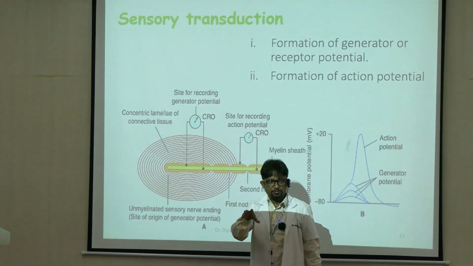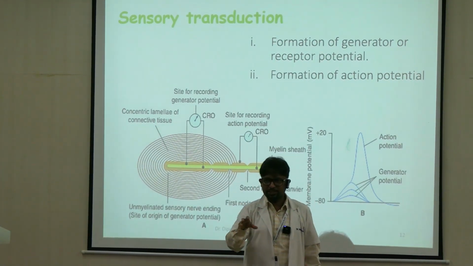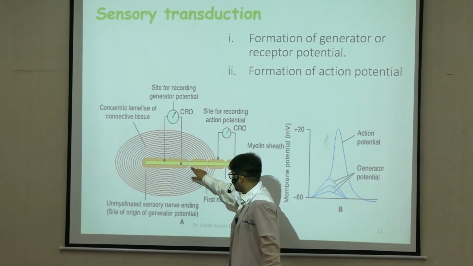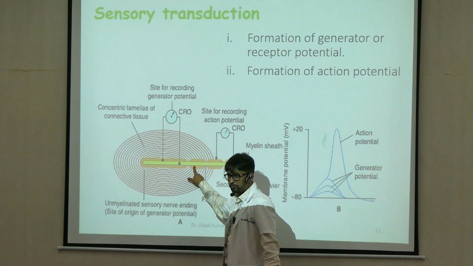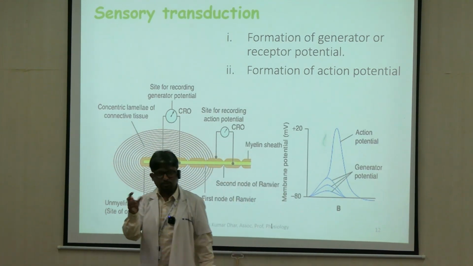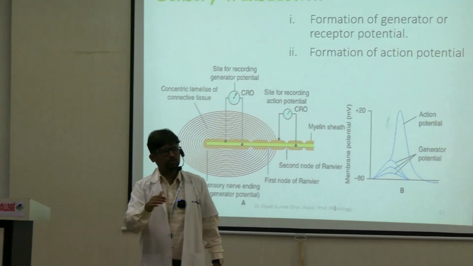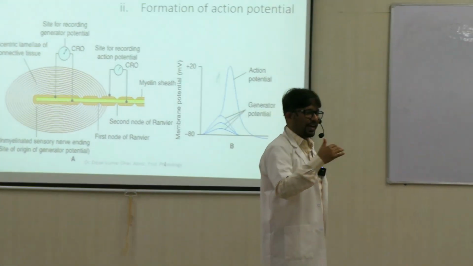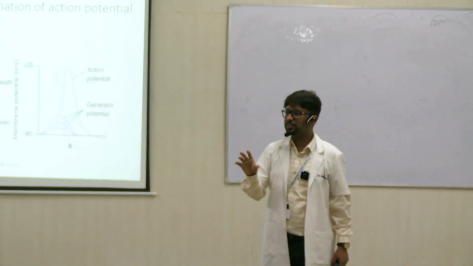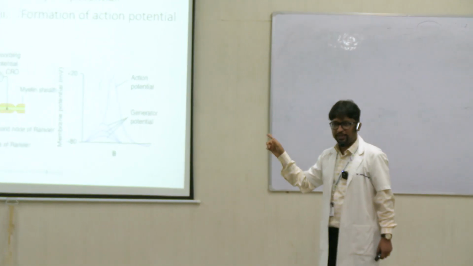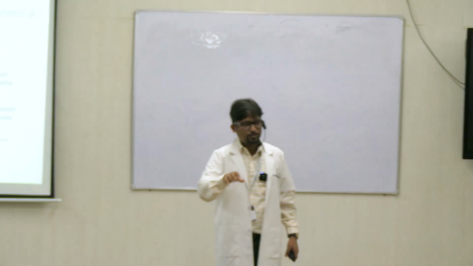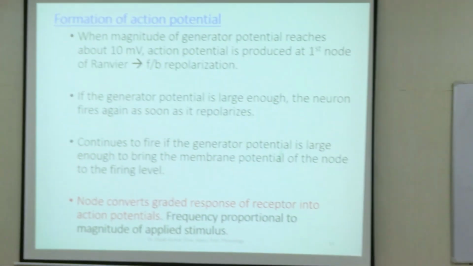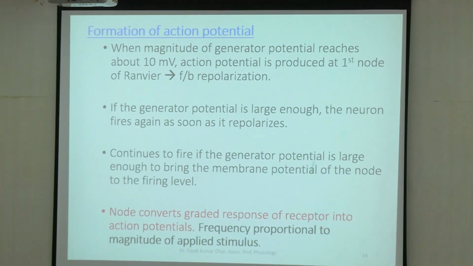If 10 millivolt of charge or depolarization has reached there, this will trigger the formation of an action potential in the first node, right? Why this 10 millivolt cutoff, why this much? Because every tissue, every neuron, has a firing level. So 10 millivolt is the firing level. As soon as this much has reached the first node of Ranvier, it will trigger the formation of an action potential. That is the firing level or the threshold level.